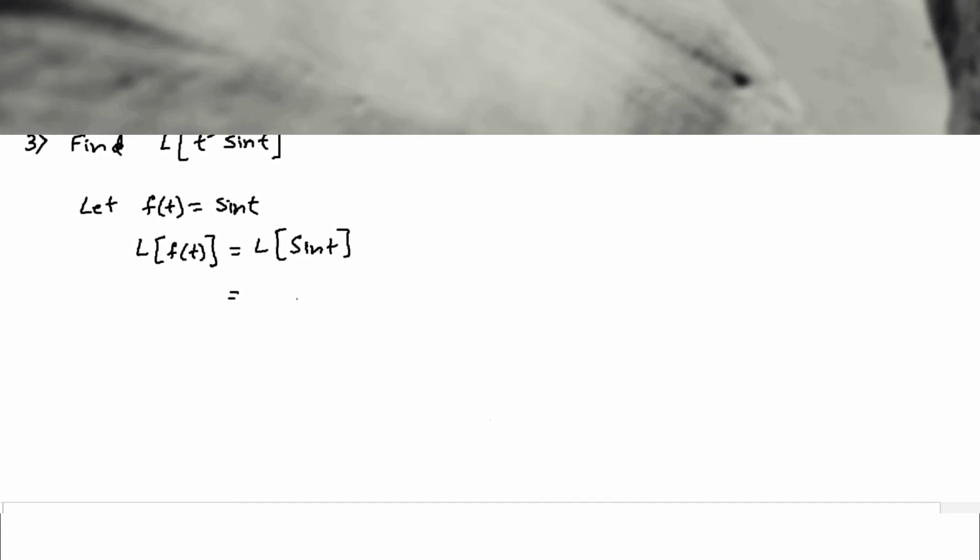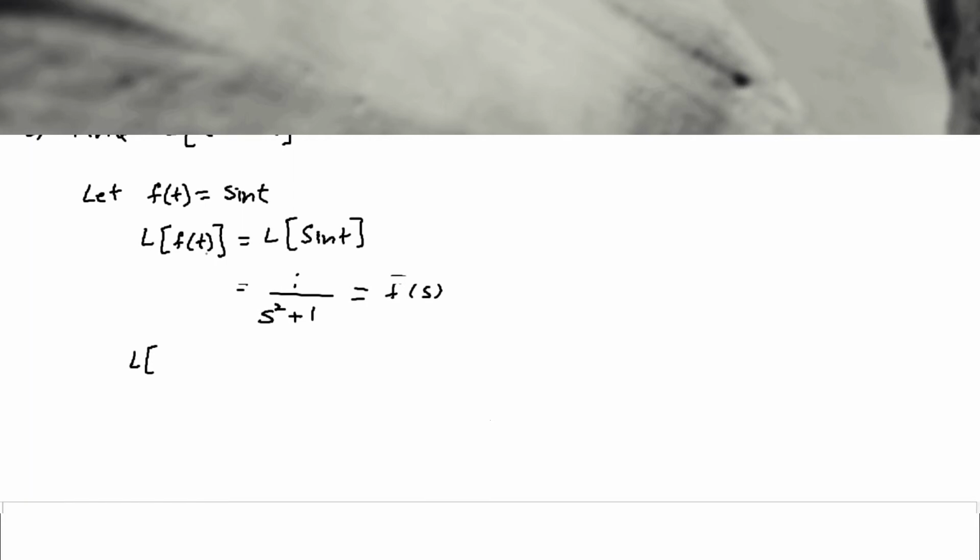So we know the formula of sine at. In this case, the coefficient of t is 1, so a value is 1 here. It is 1 by s square plus a square. a square is 1 square, which is 1. So this will be acting as your f bar of s.